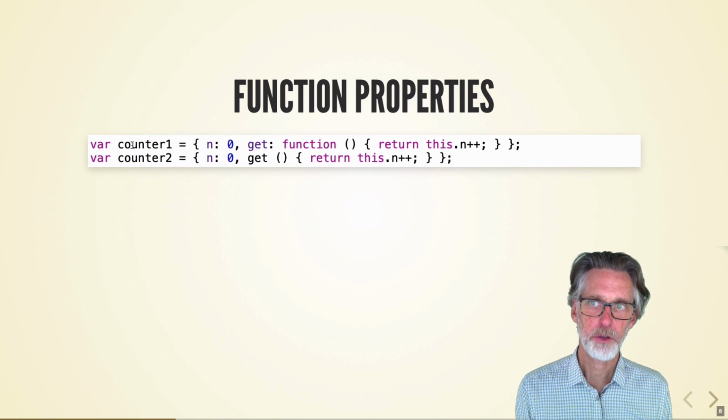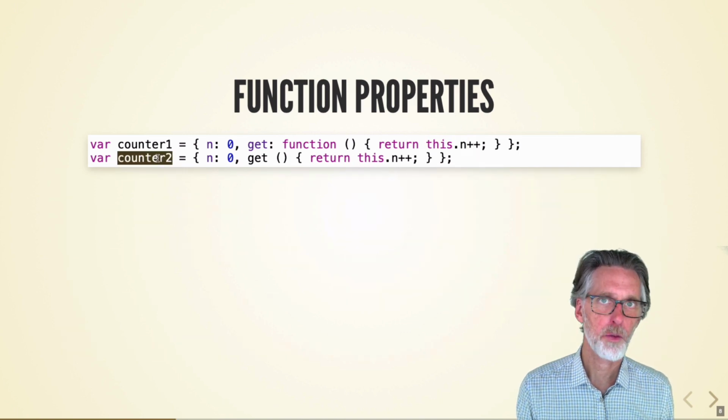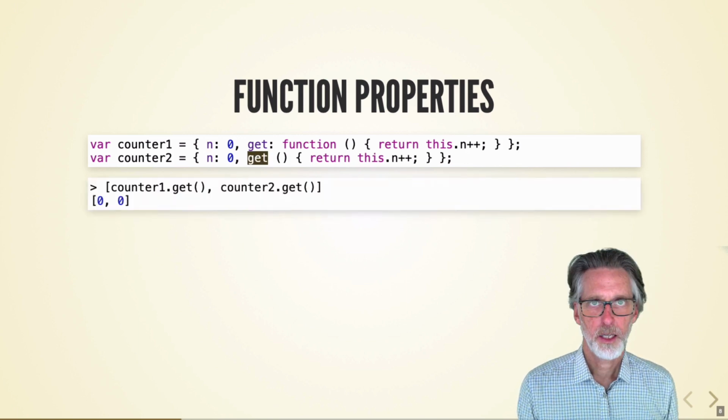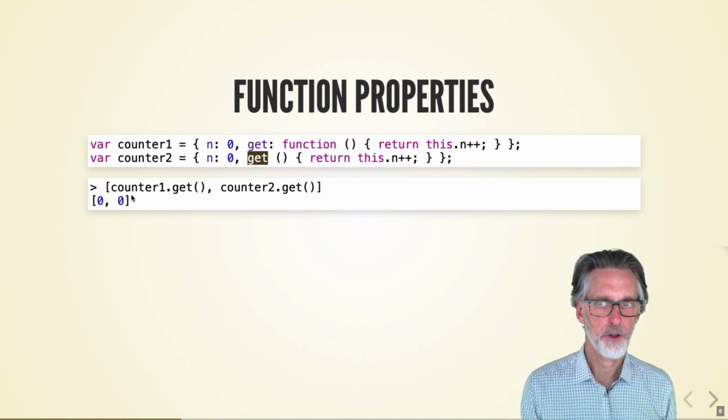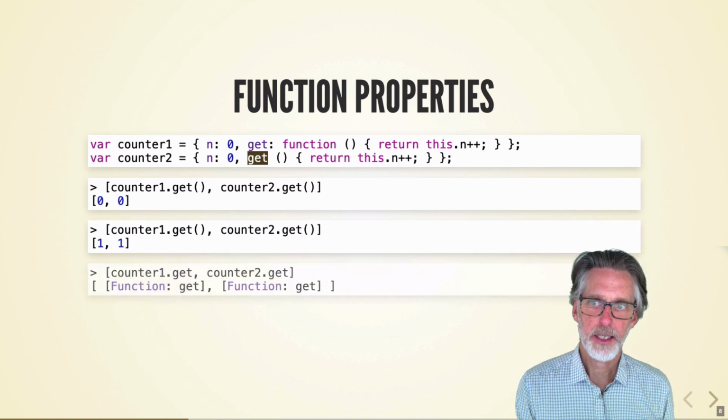Here I've got a counter written having two properties, in and get. Get here is a function that returns this.in and then increments it. Counter2 is just another way of writing the same thing. I have two properties, in and get is a function that returns in++. If I call the get function on both counters, I'll get 0 the first time and 1 the second time. In addition, I can simply access the get field itself, and what I get is a function named get.